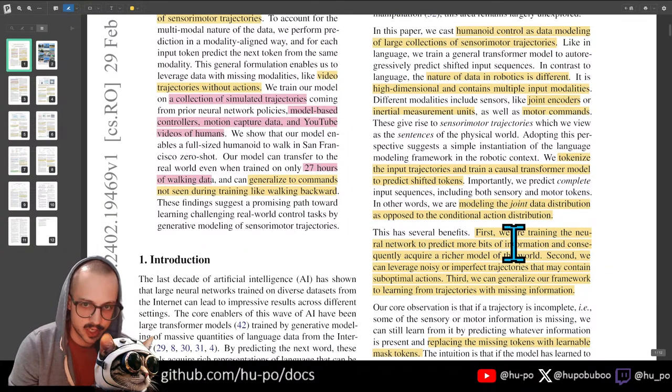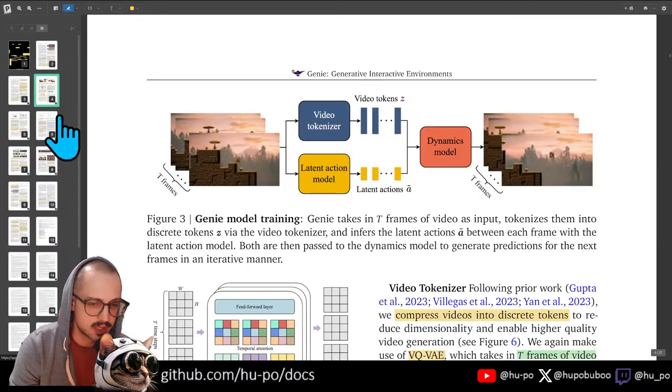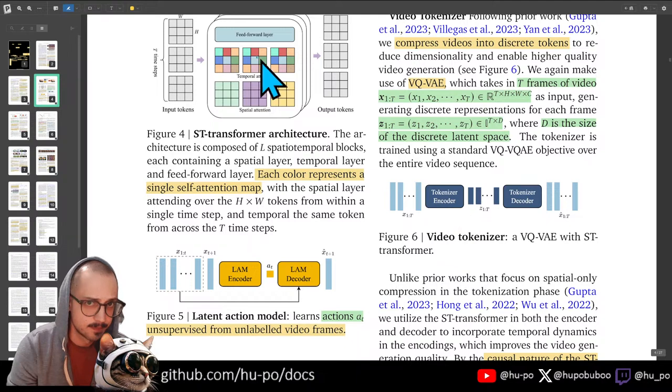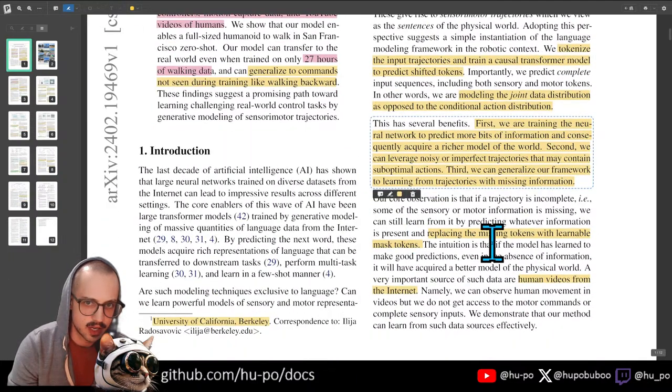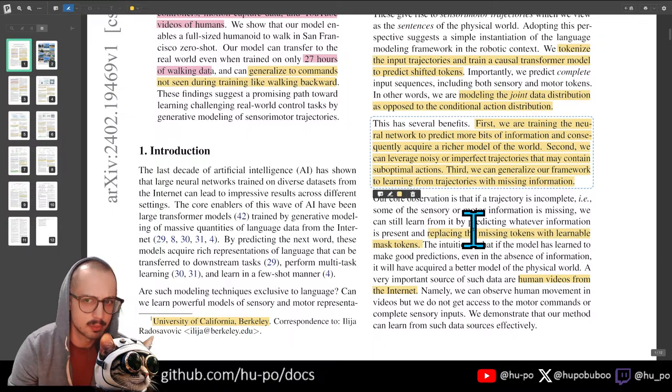This has several benefits. First, we are training the neural network to predict more bits of information and consequently acquire a richer model of the world. So in the paper we read yesterday, we introduced this idea of a world model, right? In this case, it's a video model that tries to predict the next token in a video given previous tokens in a video. And you can condition world models on an action, so you can have an action-conditioned world model. But here, rather than having a world model that just predicts the next thing, it predicts the entire trajectory, which is a more dense information signal, which allows it to learn more.